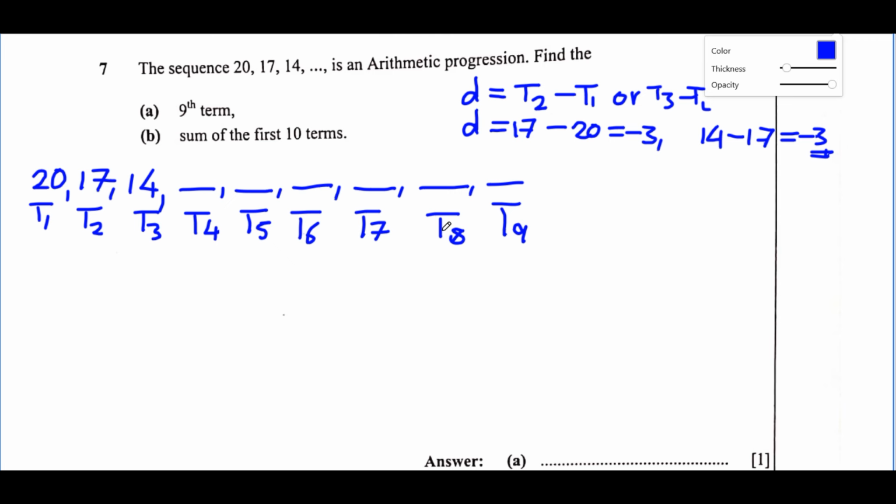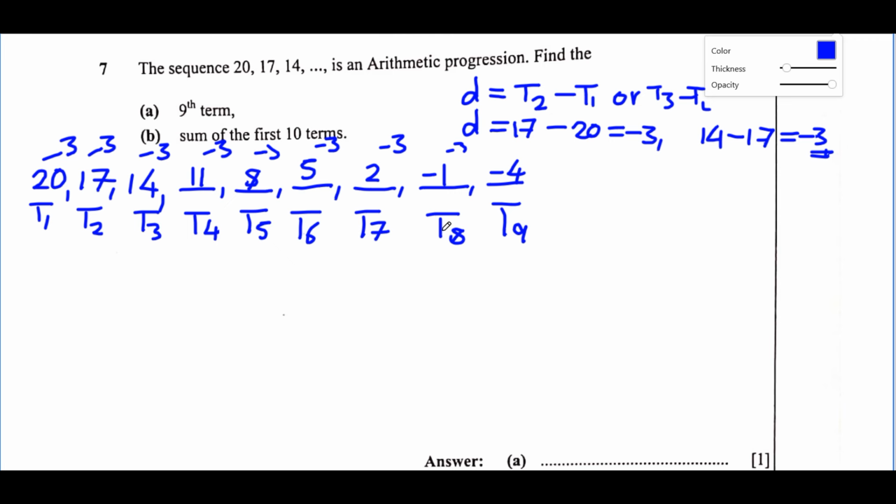This simply means that on each term, negative 3 was added, or 3 was subtracted to get the next term. So 20 minus 3 is 17, minus 3 is 14, minus 3 we have 11, minus 3 we have 8, minus 3 we have 5, minus 3 we have 2, minus 3 we have negative 1, minus 3 we have negative 4. So the 9th term is negative 4.